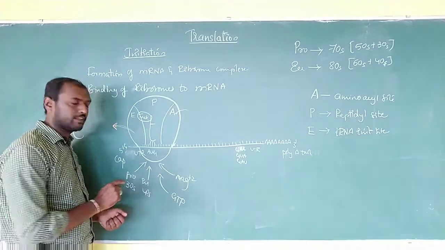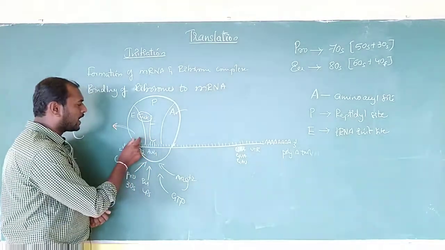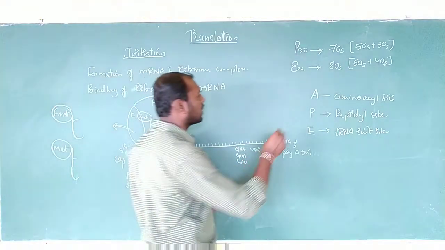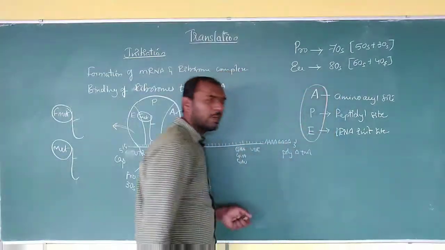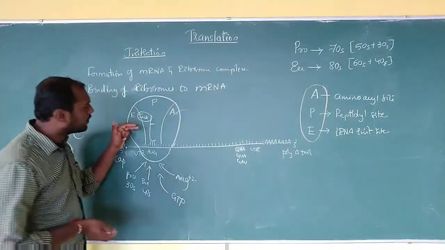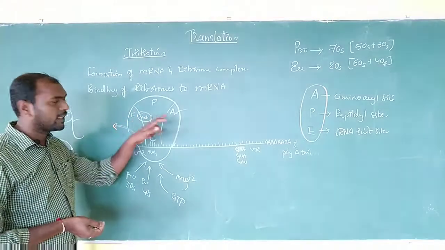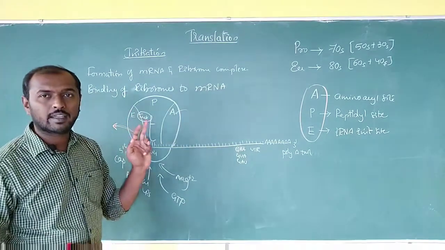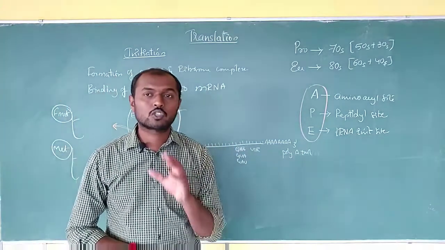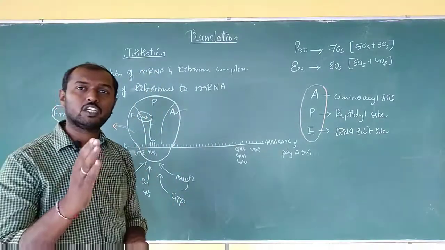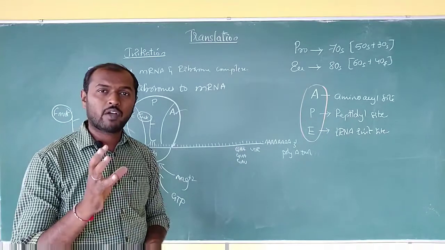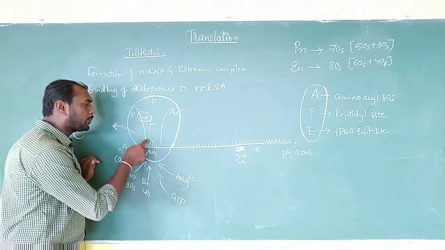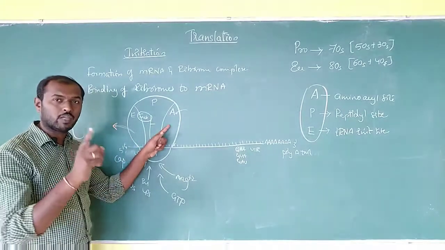So we have 3 chambers. The first chamber is the A site, the second is the P site and the third is the E site. To remember this easily, remember APE. Ape means monkey. A is for aminoacyl site, P for peptidyl site and E for tRNA exit site. In initiation, the tRNA identifying the first initiation codon, which is carrying methionine, is going to enter the P site, not the A site. That is a very interesting thing.